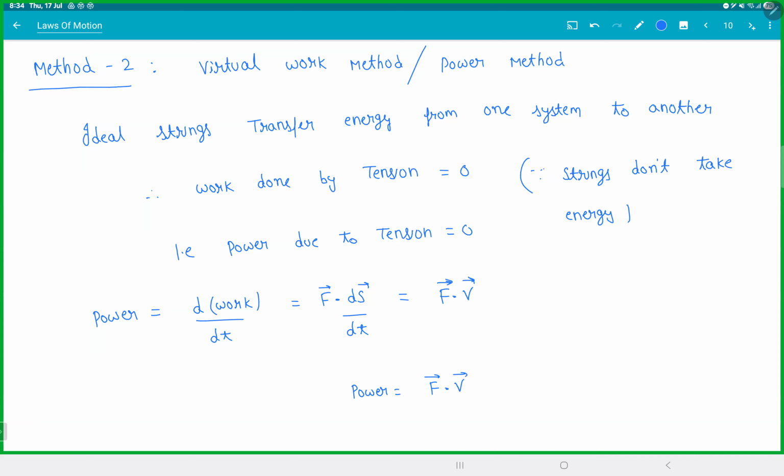So that means if you have a string connected to multiple blocks, what it does is simply take energy from one place and give it to another block. So energy is simply being redistributed everywhere. There is no extra energy coming from anywhere. So the total power of the system must be zero.